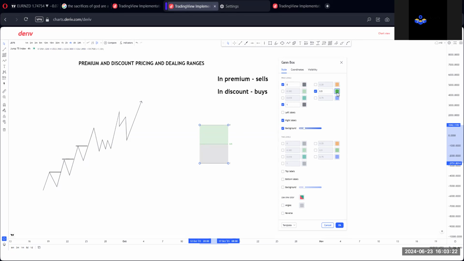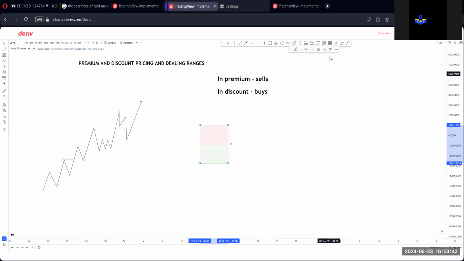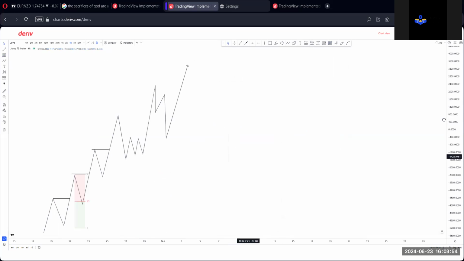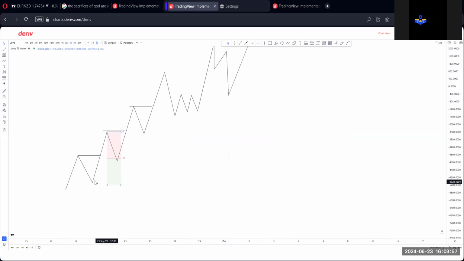So let me use something red for the top and then maybe green for the bottom. So the red will signify a sell zone and the green will signify a buy zone. So let me reduce the opacity. Good. Click OK. So this is all we need. So anytime price breaks a high and forms a new high, we are going to measure from the new high to the old low. All right. From the new high to the old low.